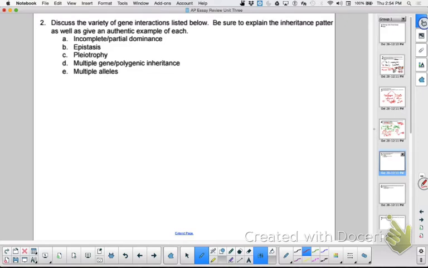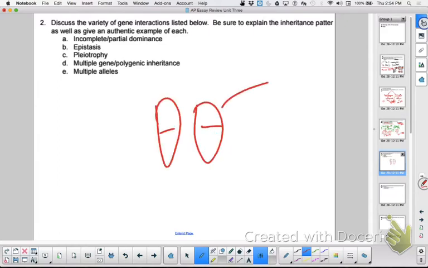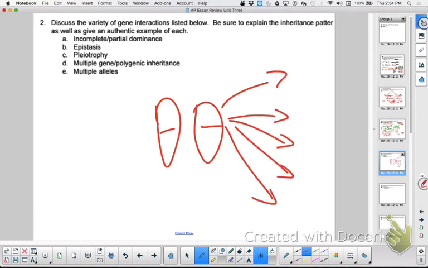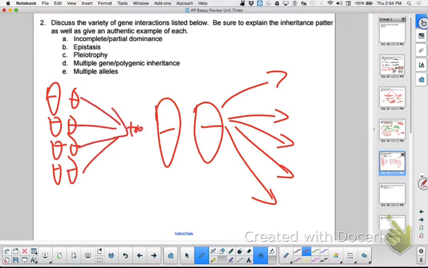C and D are kind of opposite of each other. Do you see that? C says I have one pair of alleles that codes for a whole bunch of different traits, pleiotropy. Whereas multiple genes says I have several different alleles coding for a single trait. Do you see the difference? Yeah, so pleiotropy is one pair of alleles, a whole bunch of traits. Multiple or polygenic inheritance is multiple alleles coding for a single trait, like intelligence, etc.